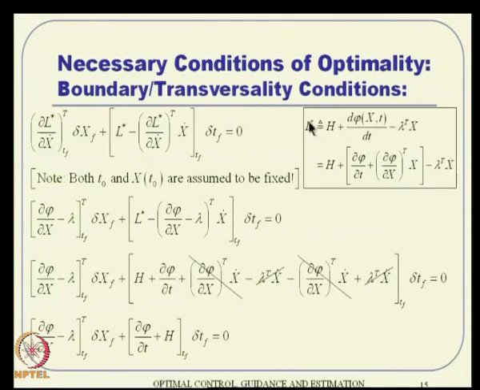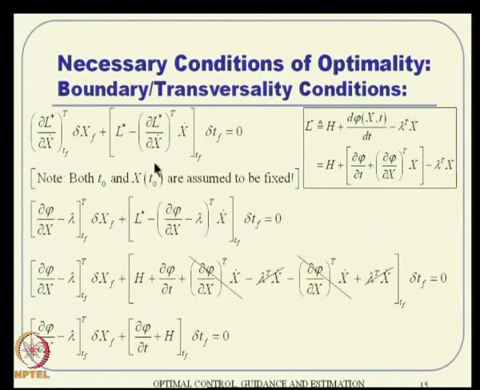So, you substitute L star wherever you see it, and then you get a variety of conditions this way and that way; you can derive anything, actually. For example, when both t naught and x of t naught are assumed to be fixed, then delta t naught and delta x naught are 0 by default. So, all that we have is delta xf and delta tf, the variation there, actually.